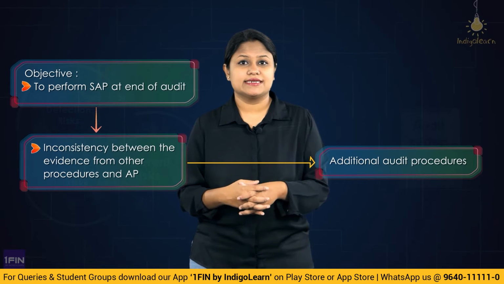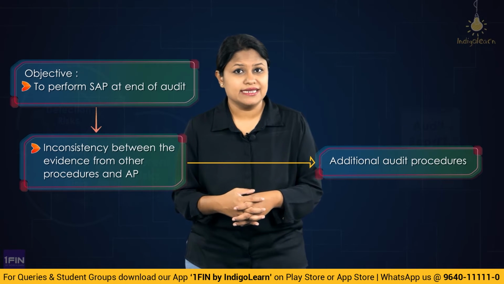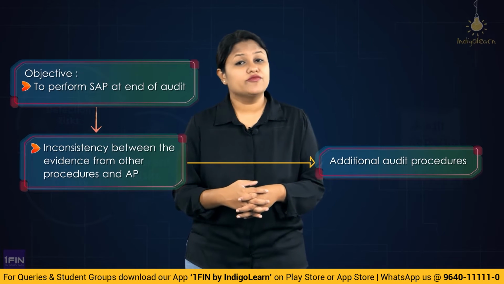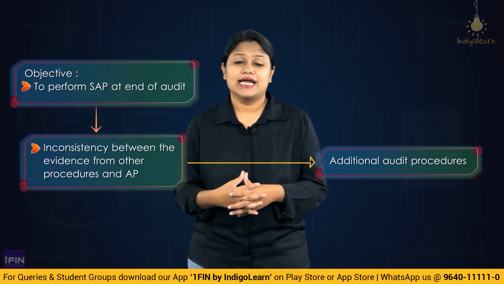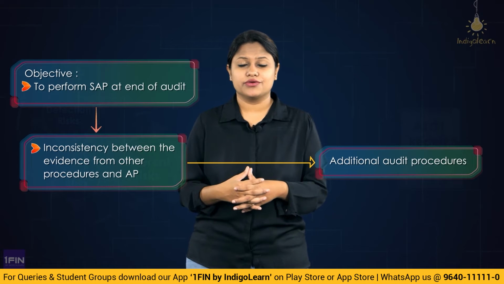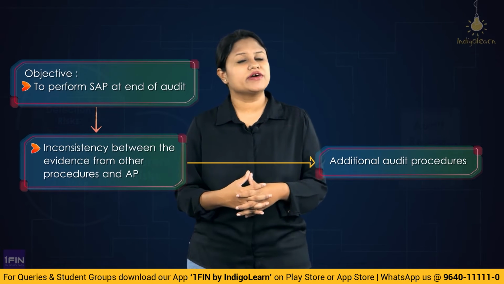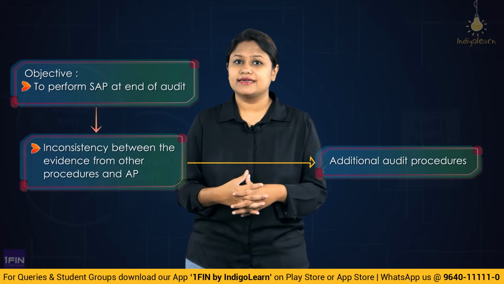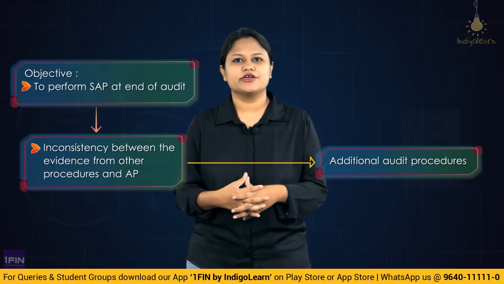There is a possibility that there could be contradicting audit evidence. There could be inconsistency between what you have obtained during the performance and what the analytical procedures are telling you. So, just to come to a proper conclusion and be able to give reasonable assurance, this standard requires the auditor to perform the analytical procedures at the end of the audit.